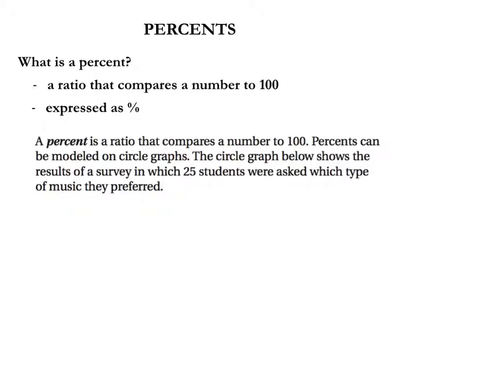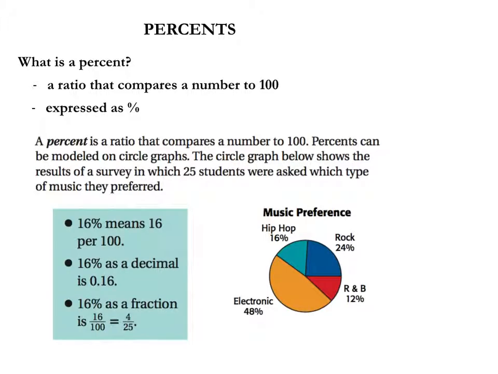Also, we mentioned it's a ratio that compares a number to 100, but percents can be modeled on a circle graph. The circle graph below, as you'll see here, shows the results of a survey in which 25 students were asked which type of music they preferred.